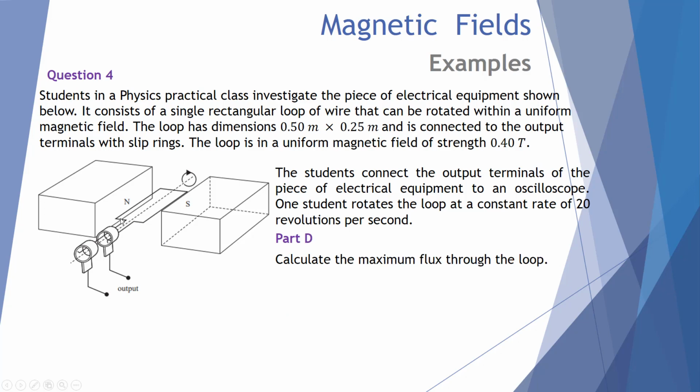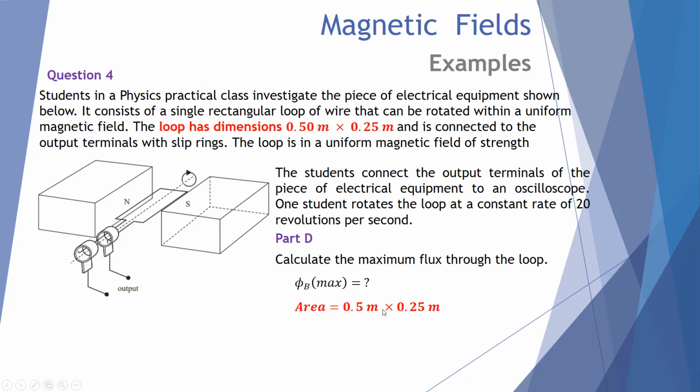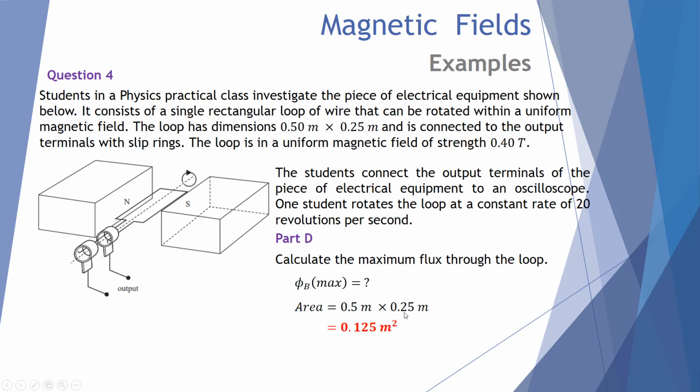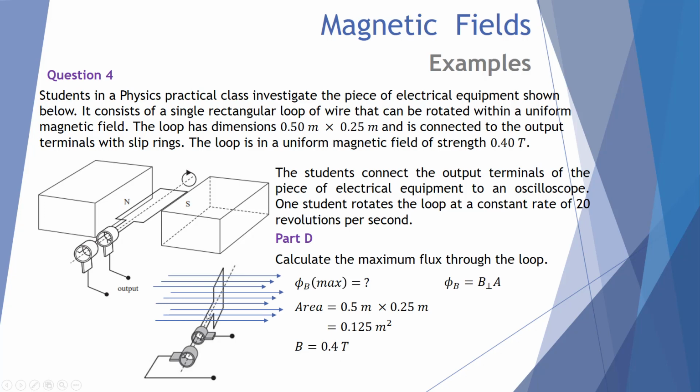Part D, calculate the maximum flux through the loop. Phi B, the magnetic flux maximum, equals question mark. The area is 0.5 by 0.25, both in meters, which gives me a cross-sectional area of 0.125 meters squared. And the magnetic field strength is 0.4 of a Tesla. Maximum magnetic flux occurs when the surface area of the coil is perpendicular to the magnetic field strength. So 0.4 times 0.125 gives me 0.05 Weber as our maximum flux.